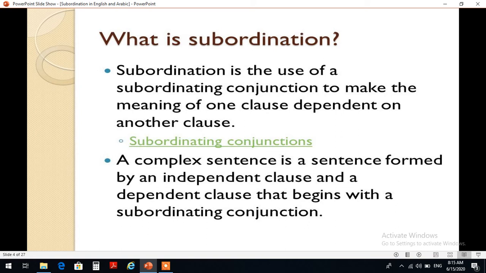A complex sentence is a sentence formed by an independent clause and a dependent clause that begins with a subordinating conjunction. ينتج عن هذا النوع من الترابط الجملة المعقدة complex sentence تحتوي على عبارة مستقلة وعبارة تابعة لها، وهذه العبارة التابعة عادة تبدأ بإحدى أدوات الربط اللي هي نسميها subordinators or subordinating conjunctions.